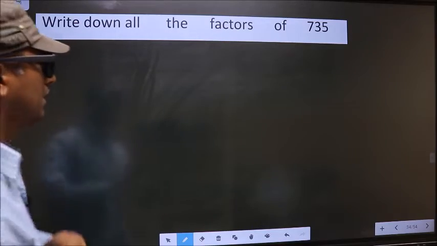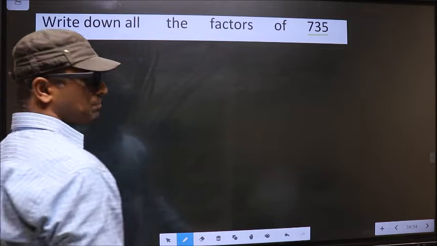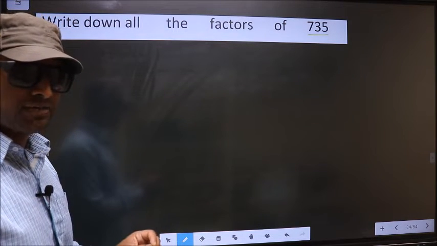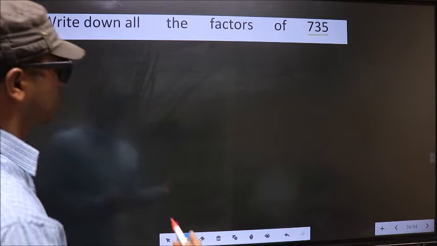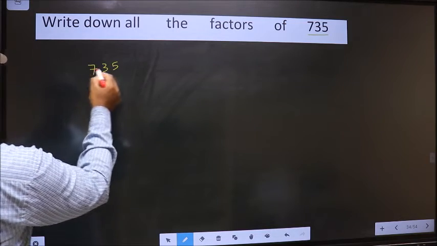Write down all the factors of 735. To write all the factors, first we should do the prime factorization of it. So let us do that. That is 735.